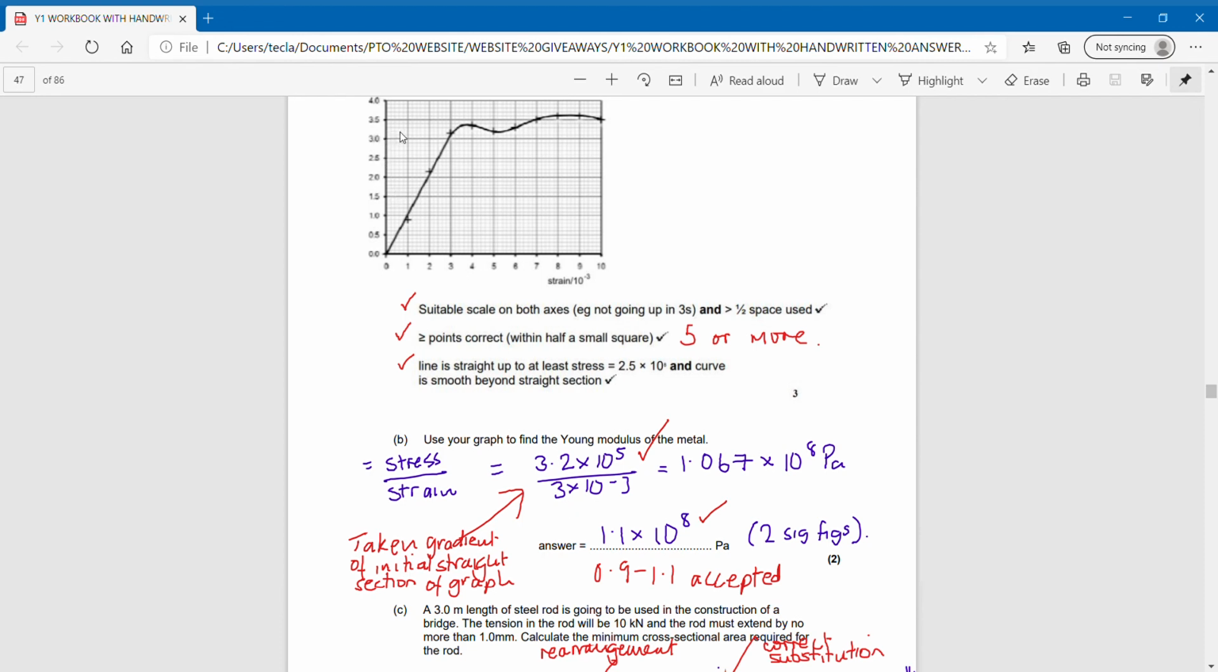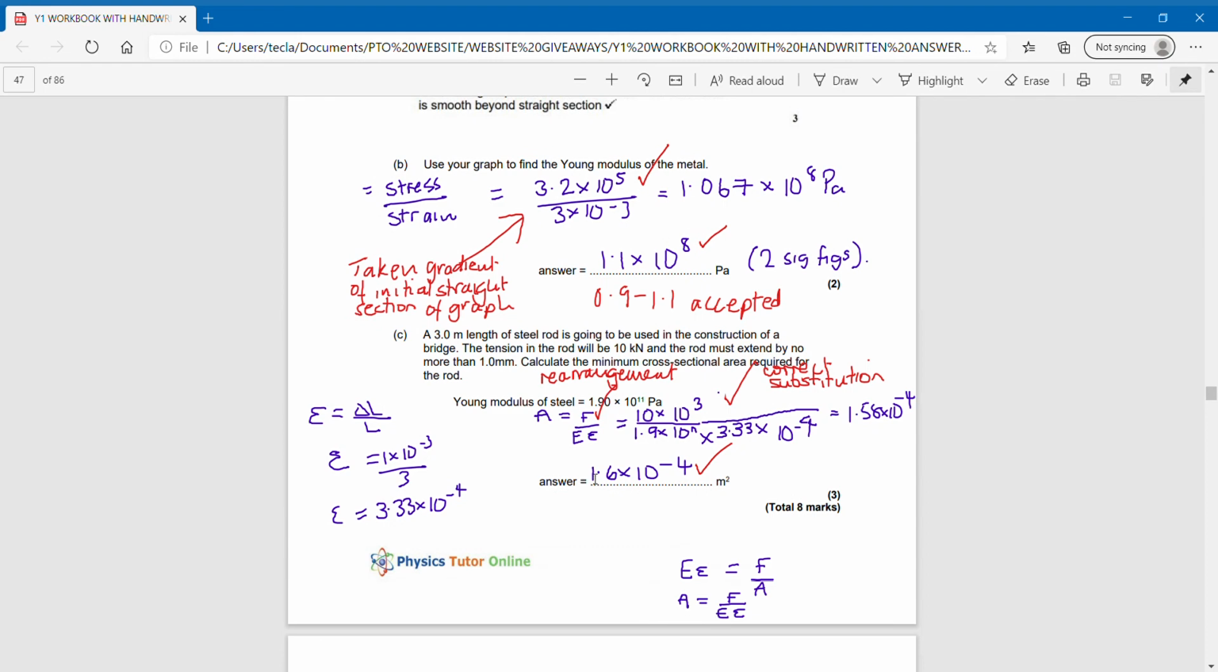Good idea to actually draw the lines on here. That gives 1.067 times 10 to the power of 8 pascals. Answer is 1.1 times 10 to the power of 8 pascals to 2 sig figs. Answers in the range 0.9 to 1.1 are accepted.